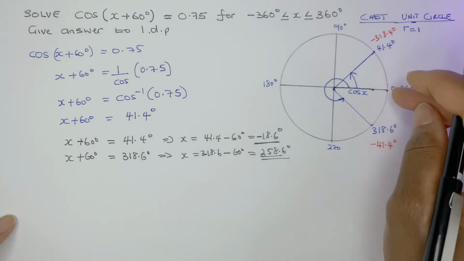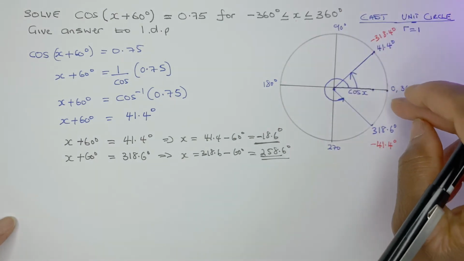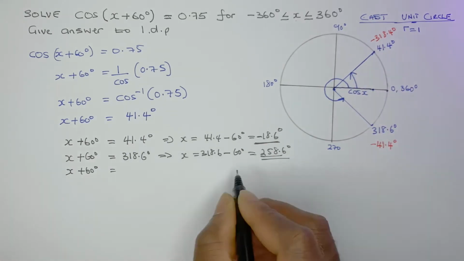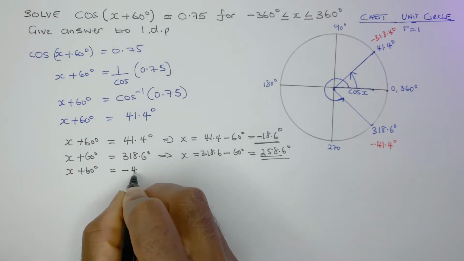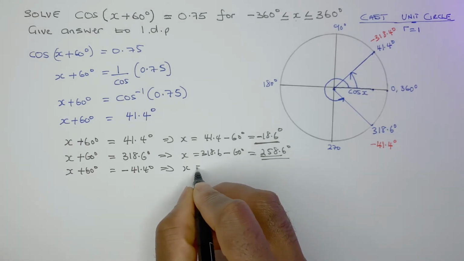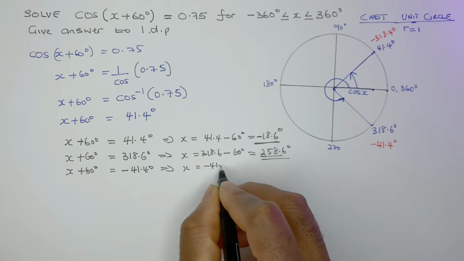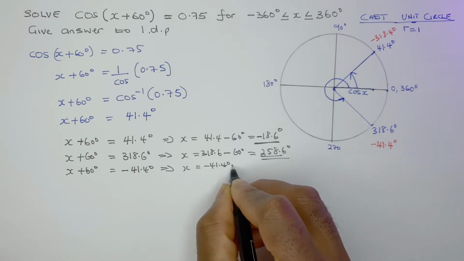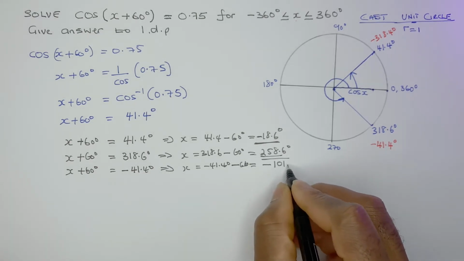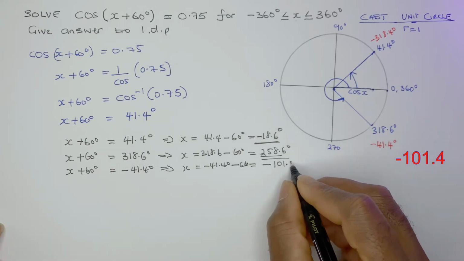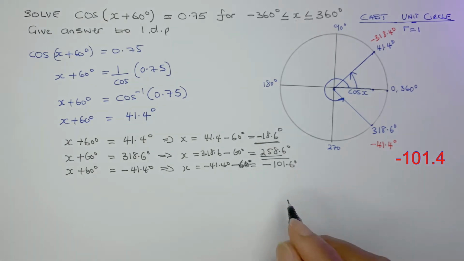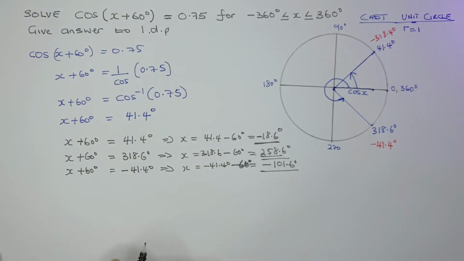Then that's the anti-clockwise direction. For the clockwise direction, I've got x + 60 degrees equals minus 41.4 degrees, and that would be x equals minus 41.4 degrees minus 60 degrees, which is minus 101.4 degrees. So minus 101.4 degrees is the other one that we need.